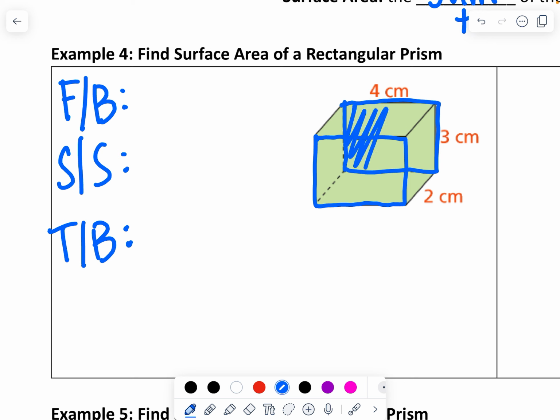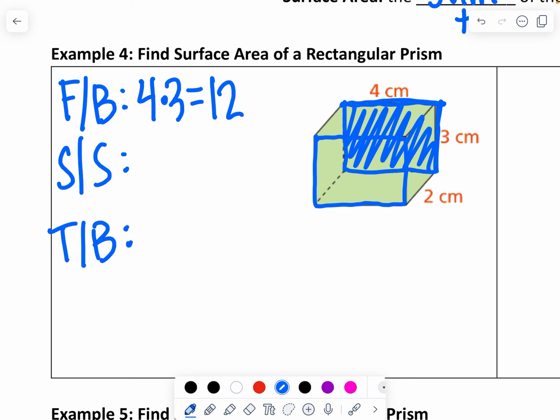So if we look at this back right here, the base is 4, height is 3. So that's going to be 4 times 3. Remember, you can use a calculator. So 4 times 3 is 12. And because there's 2 of them, this front up here is the exact same, we have to multiply by 2. So we would get 24. So the surface area of the front and the back is 24.